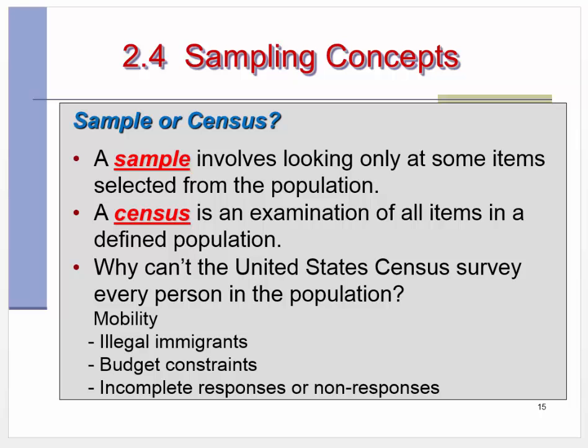Next, let's talk about sampling. There are some sampling concepts we need to learn. When we collect data, sometimes we use a sample, and some other times we would use a census. A sample involves looking only at some items selected from the population. A census is an examination of all items in a defined population. The United States Census is a census that is supposed to examine all people in America, which is done every 10 years, but is not always done on all and everyone, for many reasons.